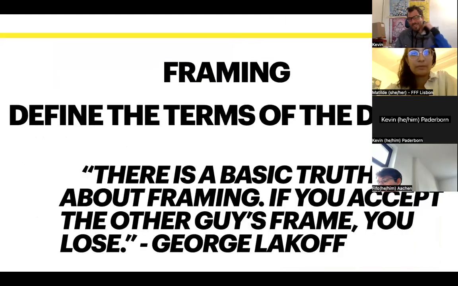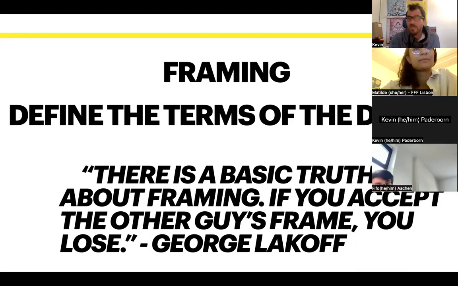So just that last bit of this kind of artivism intro is framing. There's a basic truth about framing. If you accept the other guy's frame, you lose. And the narrative frame is the vocabulary we use to talk about something. And even calling ourselves activists is very different than calling ourselves defenders or protectors. All of these words matter.